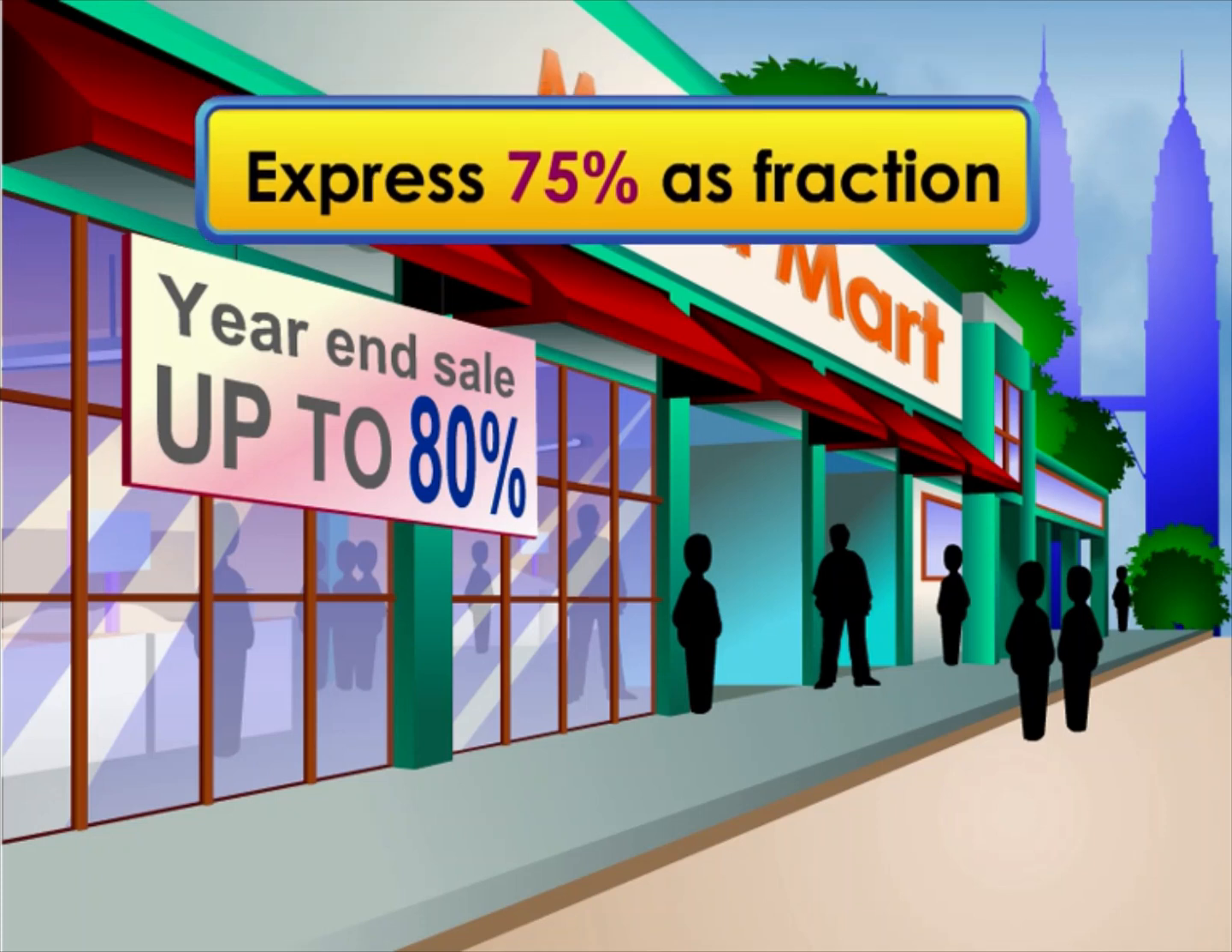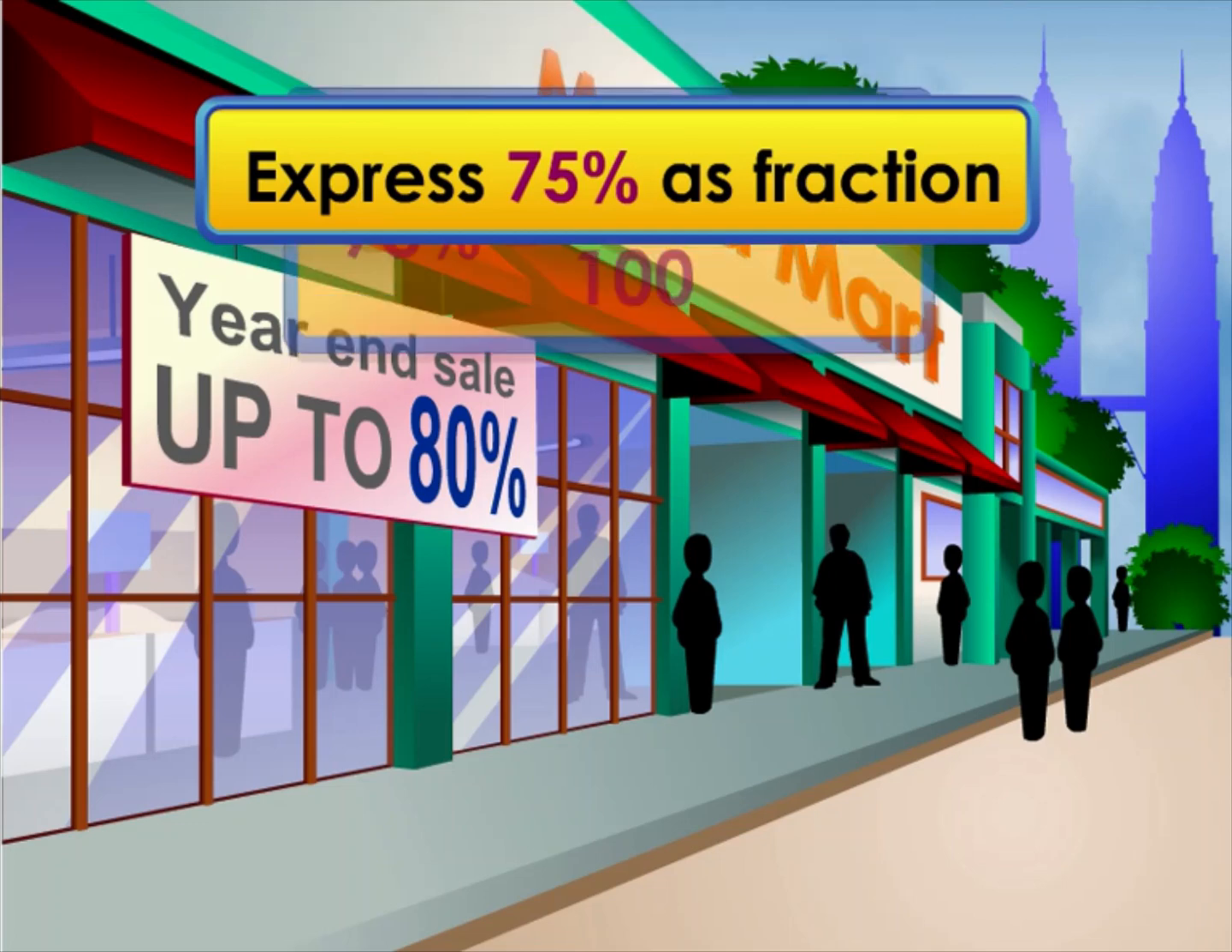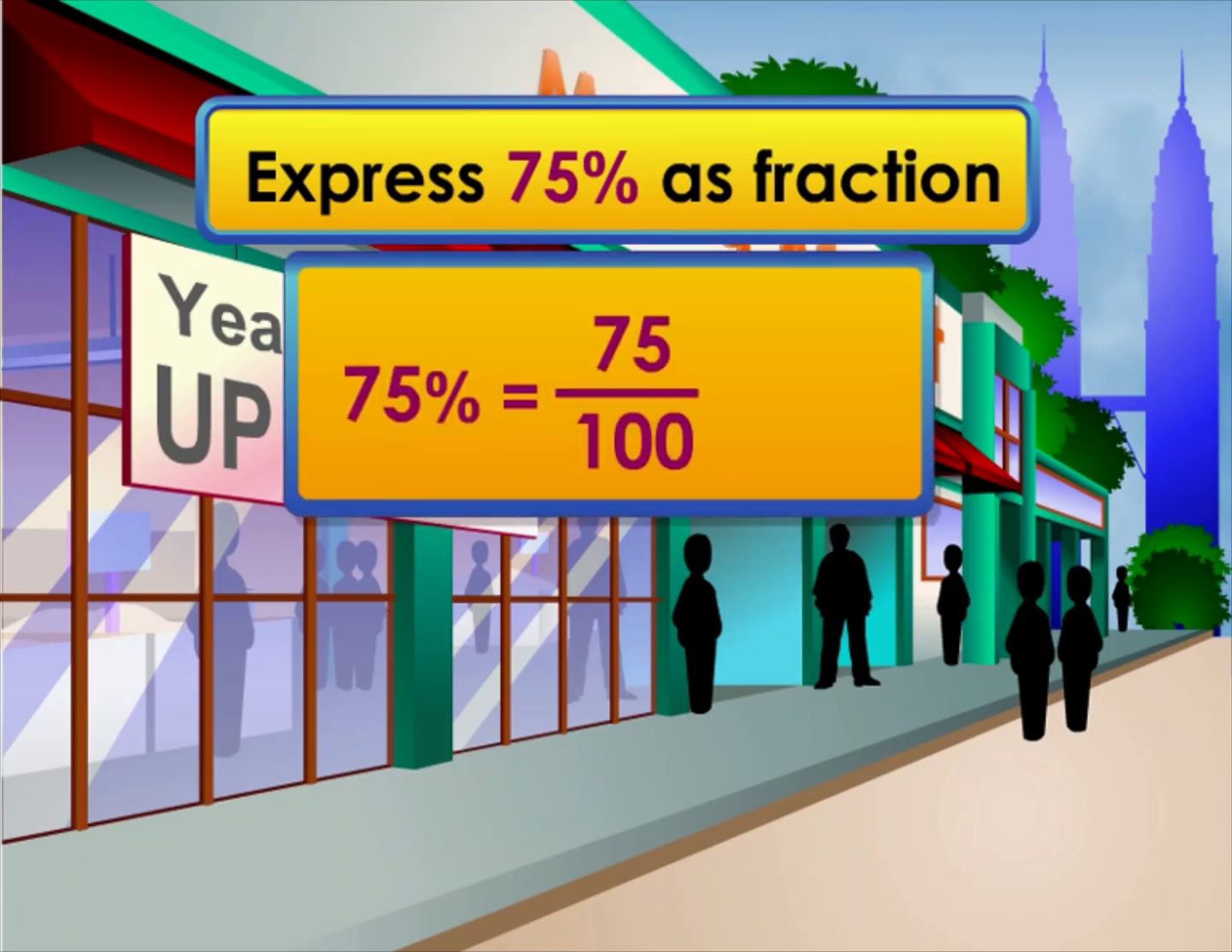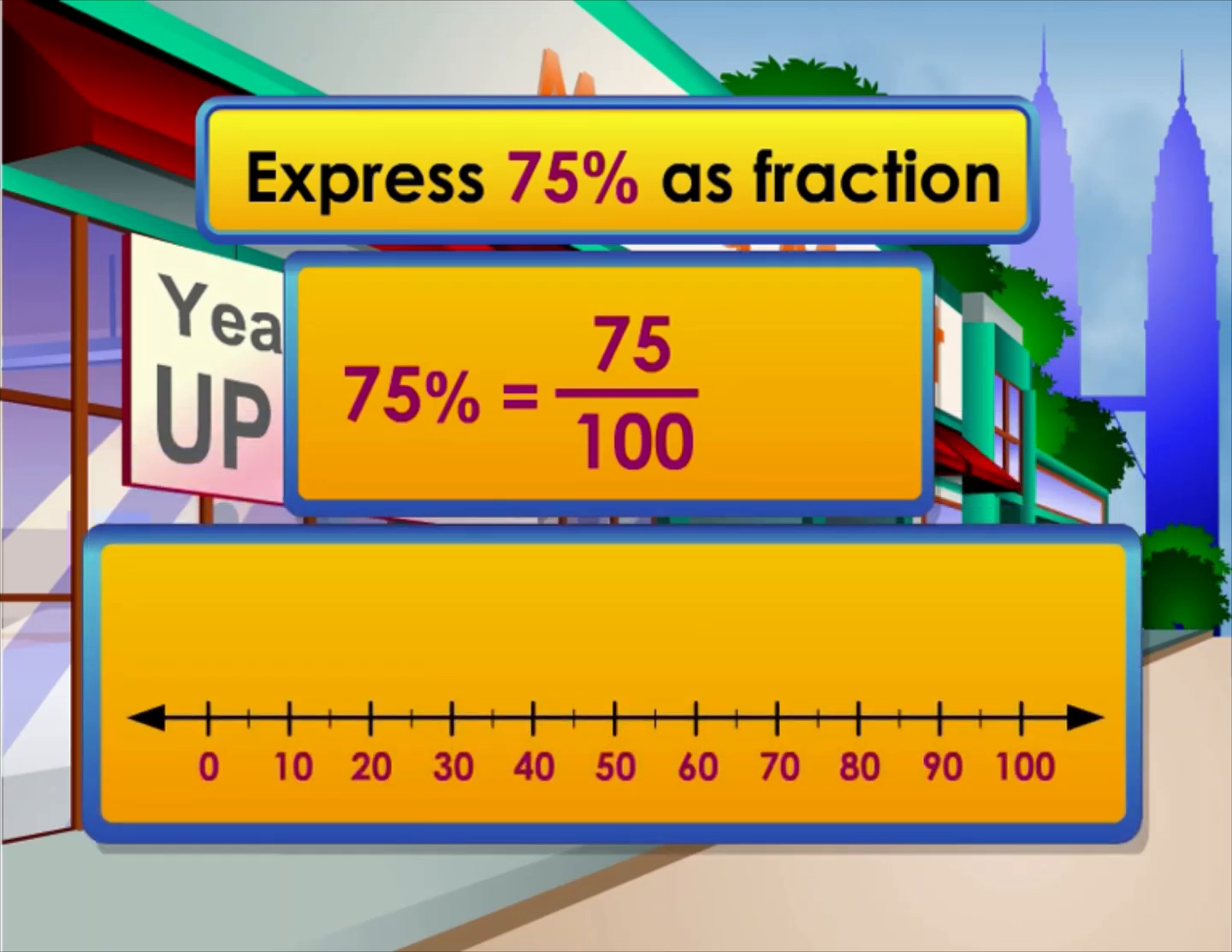Let's express 75% as a fraction using a number line. Step 1. Write the 75% as a fraction, that is 75 over 100. Step 2. Draw a number line and find the common factor that can divide the numerator and denominator equally without a remainder. 25 will be the exact quantity that will divide the fraction equally without remainder. So we need to jump a distance of 25 at a time, till 75. See how it is done on the number line.